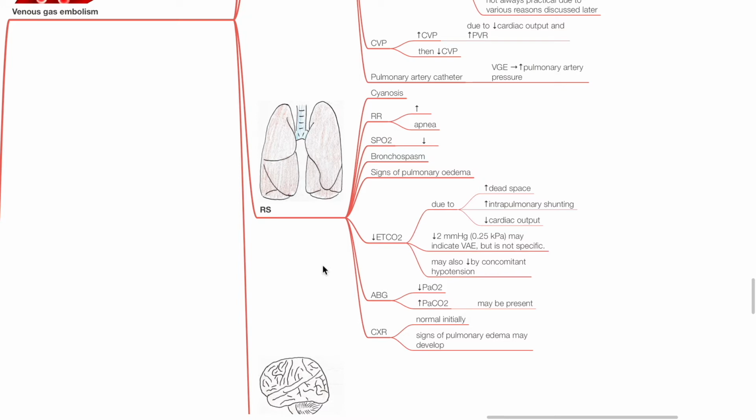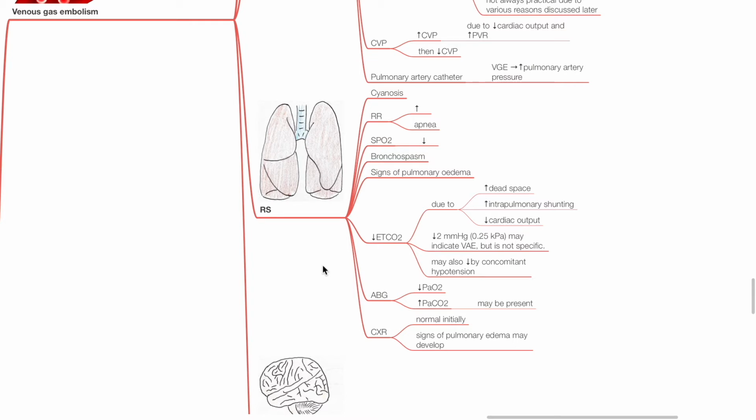EtCO2 may decrease due to increased dead space, increased intrapulmonary shunting, and reduced cardiac output. Reduction of 2 mmHg may indicate VAE, however this is not specific. EtCO2 may also decrease by concomitant hypotension. ABG may show decreased PaO2. Increased PaCO2 may be present.